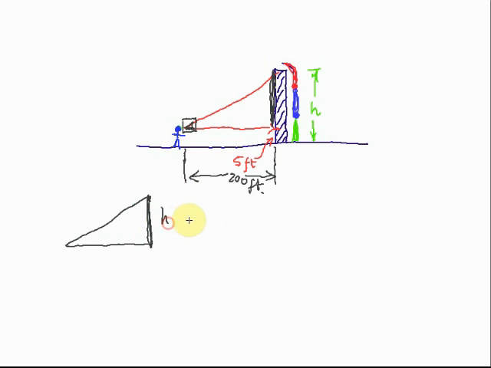That's h minus 5 feet. And he knows this side of this triangle is 200 feet. And moreover, what else does he know? Well, he knows this angle here. And let us suppose that this angle here is some number, we'll call it a degrees.